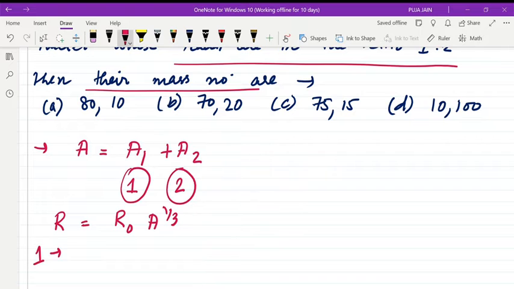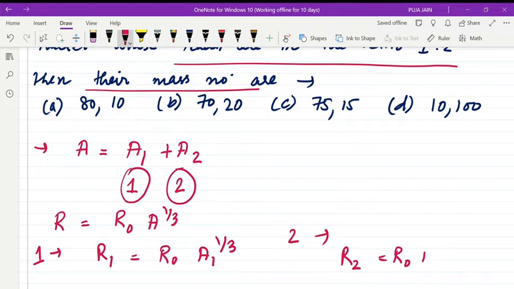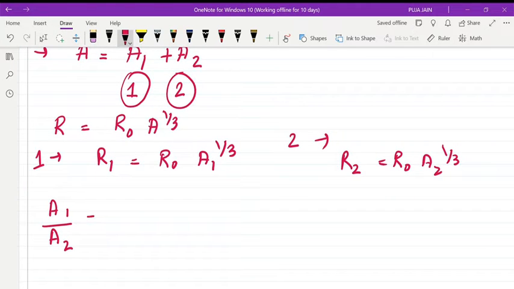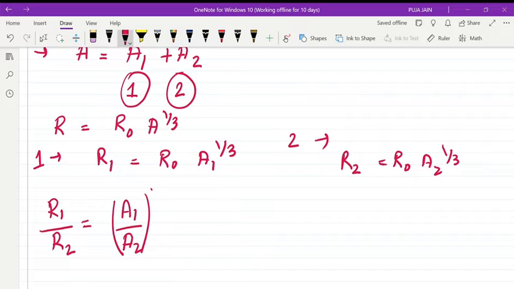So two fragments, first fragment and second fragment. So for first fragment we can write R1 is equals to R naught, constant, A1 to the power 1/3. For second fragment I can write R2 is equals to R naught, A2 to the power 1/3. Okay, now better I am writing R1 by R2, that is equals to A1 by A2 whole to the power 1/3, because this R0 and this R0 will cancel.